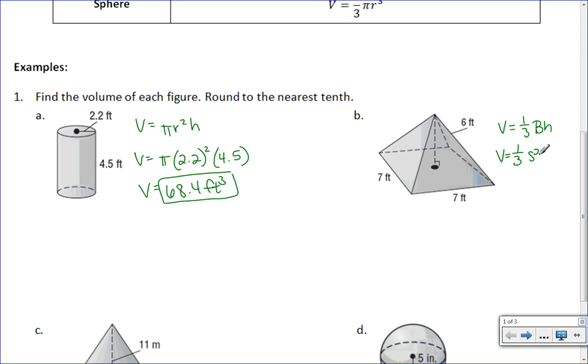So if we want s squared h, so side squared, sides of the base, squared, times the height. So V equals 1/3, and the sides are each 7, and then the height is 6. And again, we'll put this all in the calculator, and we should get approximately 98, or actually exactly 98 cubic feet.